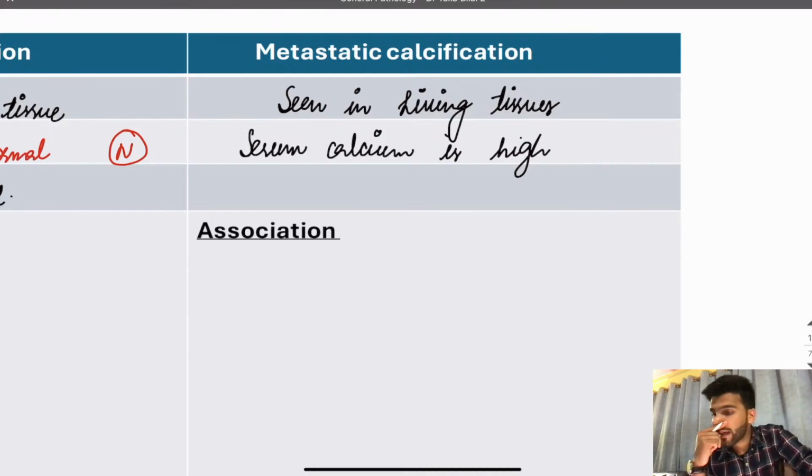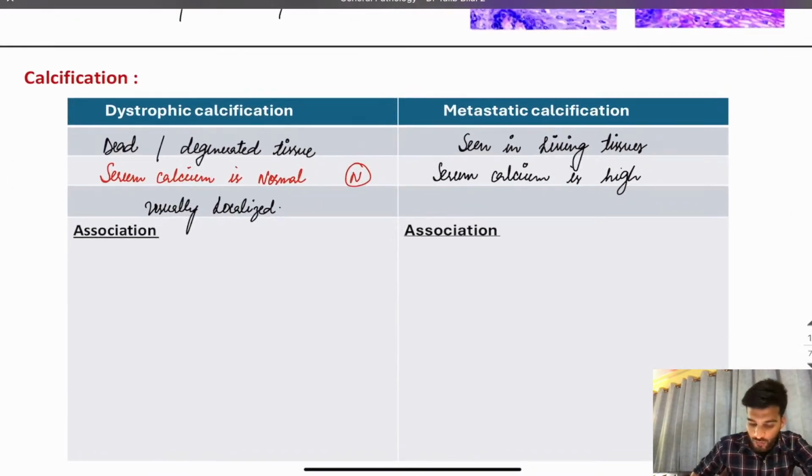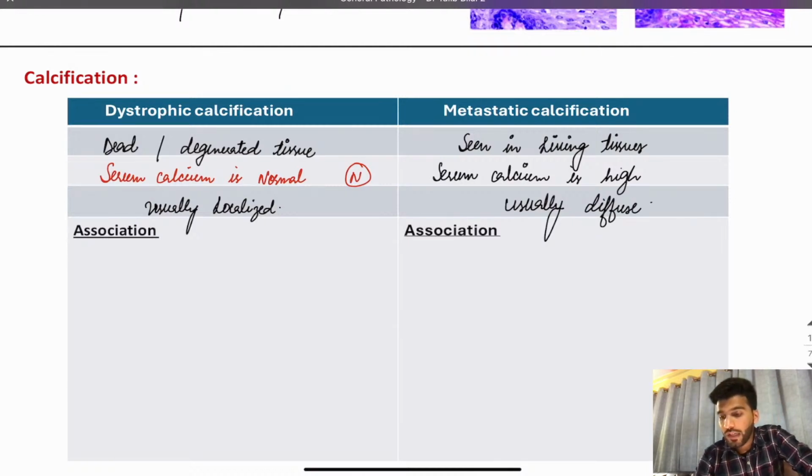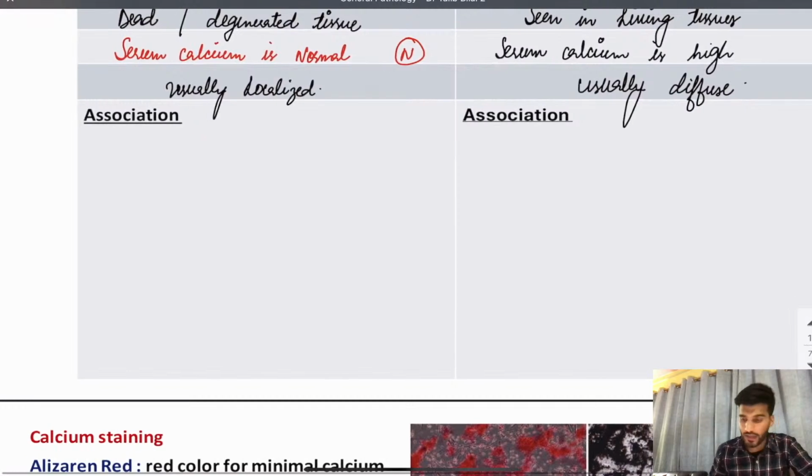Yes, we use different drugs. We use first normal saline, we use bisphosphonates, okay? We use calcitonin. So remember that. Now, metastatic calcification, guys, the serum calcium is high. So there is hypercalcemia and it's usually diffuse. Okay, now the association: dystrophic calcification is seen in, remember, guys, tuberculosis.